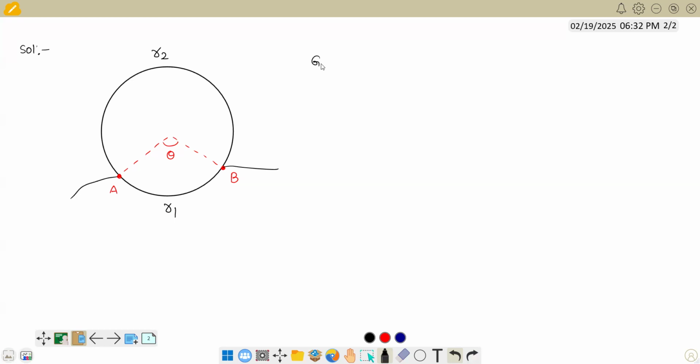It is given in the question that the total resistance is equal to R. So we can say resistance is proportional to the length of the body. So for the full circumference, 2 pi r length, we have resistance proportional to R.